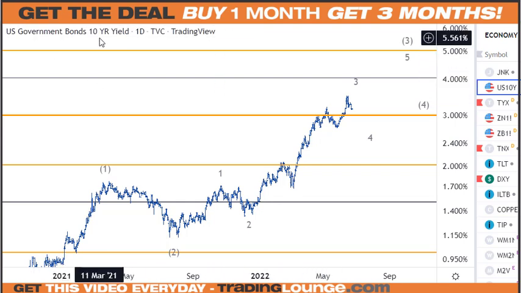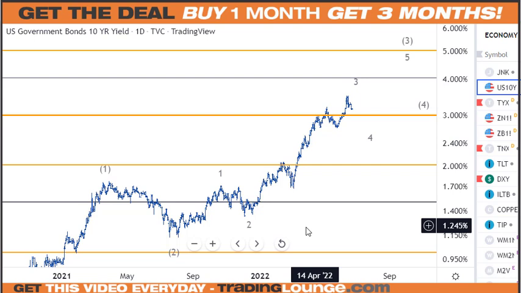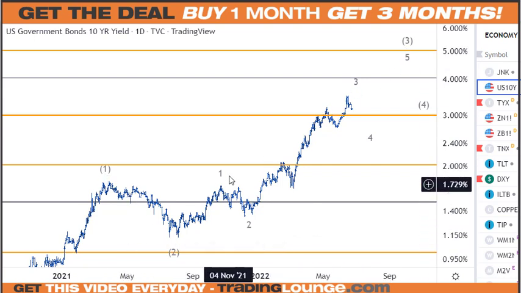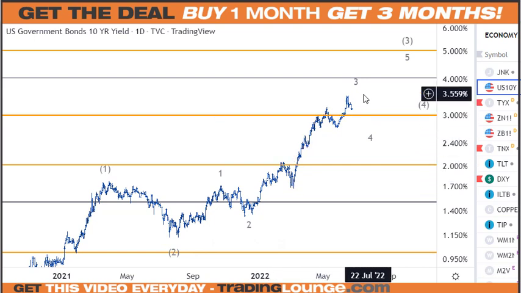Just looking at the US yields here, we're looking at an impulse wave to the upside as wave 1 and 2, and then 1 and 2 and a nice 5-wave structure here. So what we've got at the 3% here, we'll probably see a pullback in due course. We may get one more little high here, but we should see a classic trading levels pattern here.